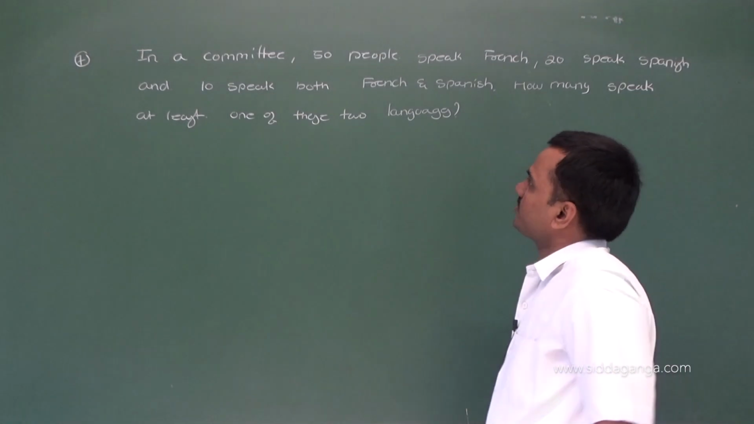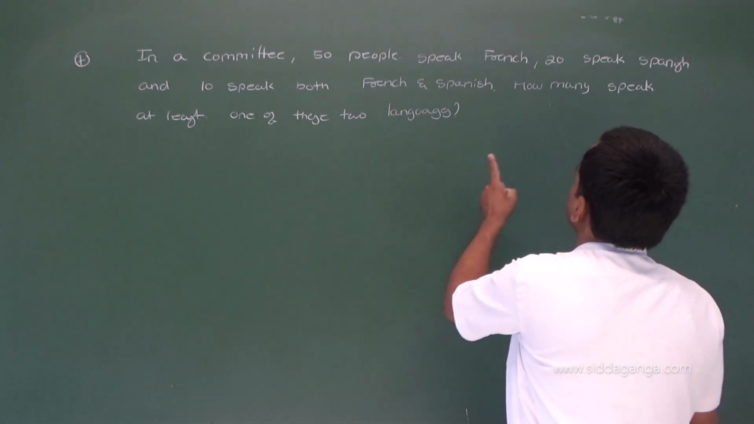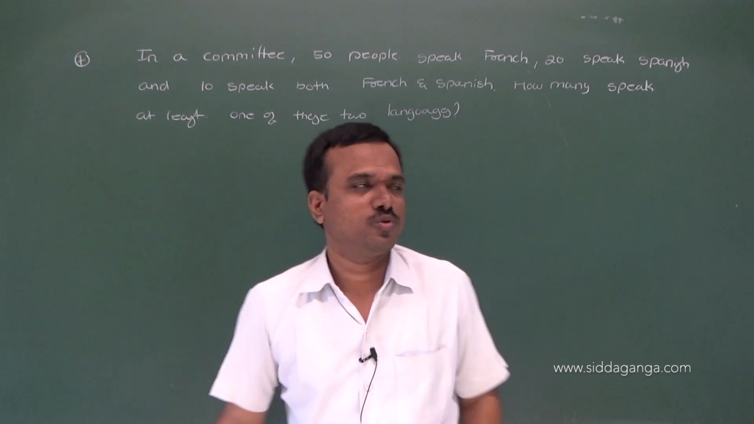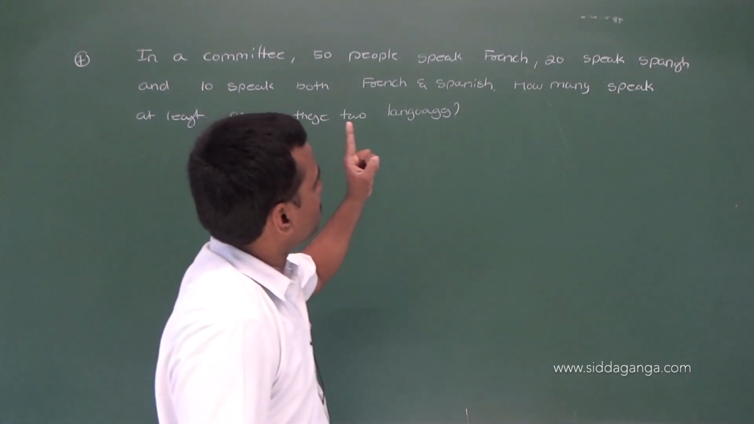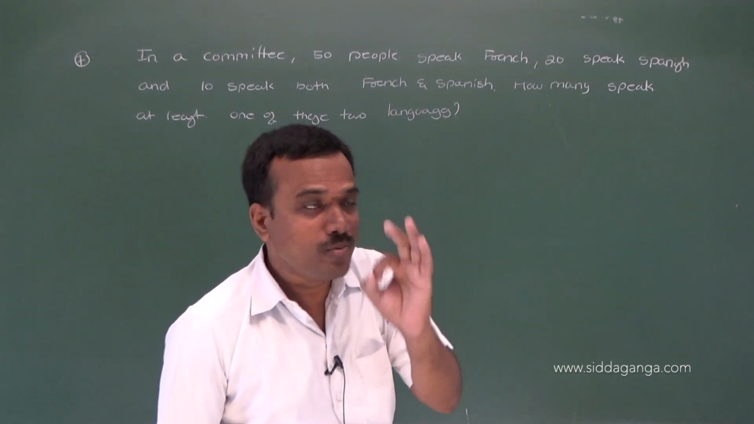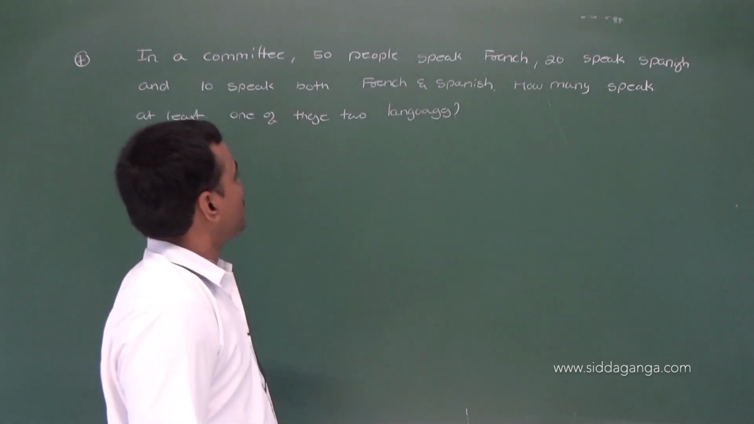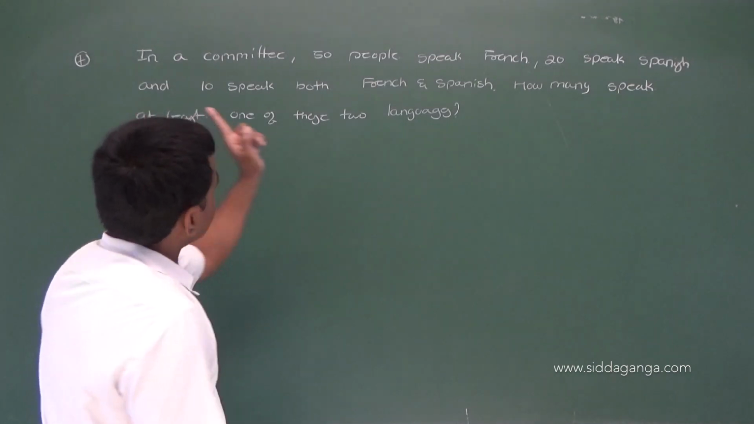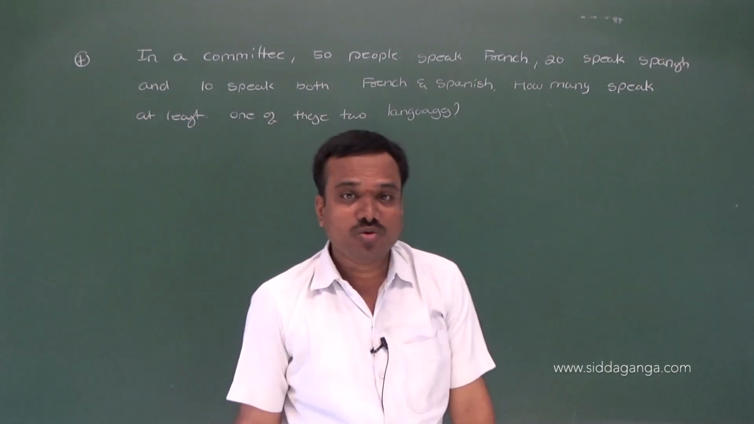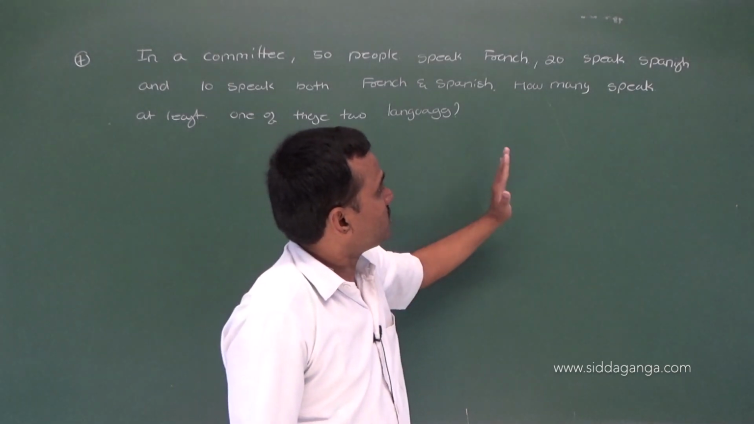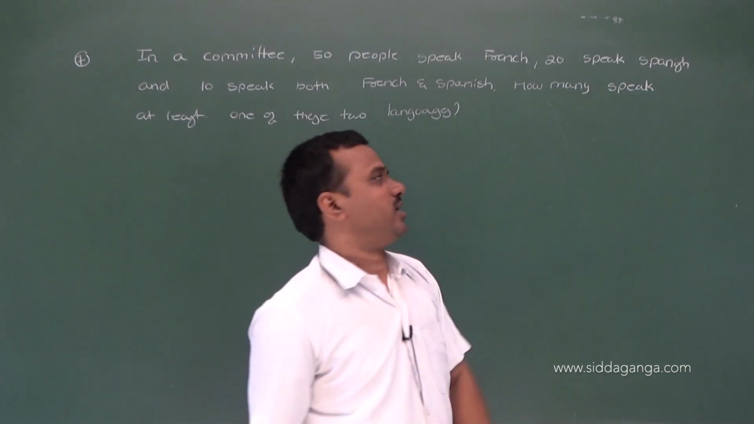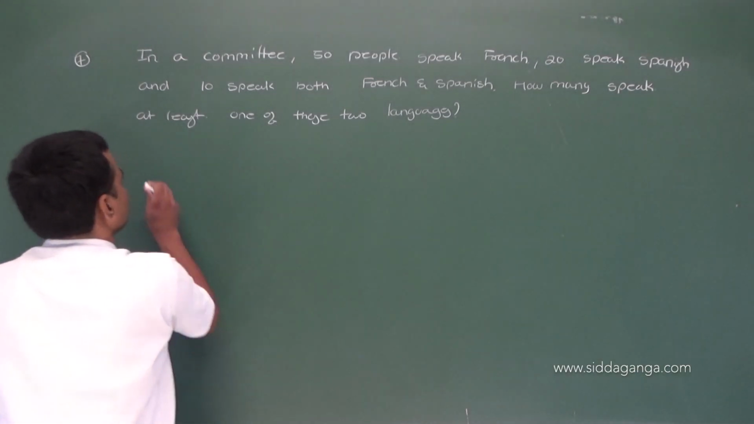In a committee, 50 people speak French, 20 speak Spanish, 10 speak both French and Spanish. How many people speak at least one of these two languages? At least one of these two languages means we have to find out n of French union Spanish. Okay, so solution.